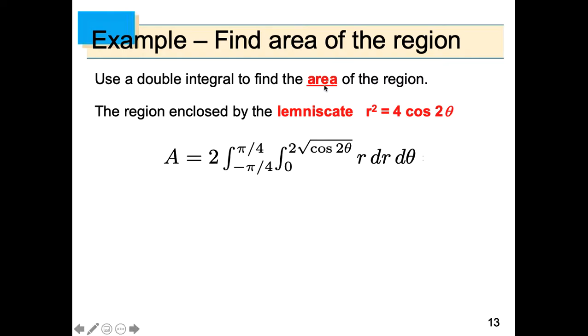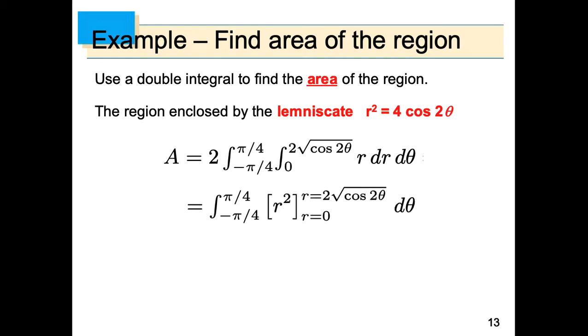Once again, keep in mind that I'm looking for the area of the region. So notice that I'm taking the double integral of dA, or in other words, the double integral of r dr d theta. And this, of course, ends up becoming a very simple integral.